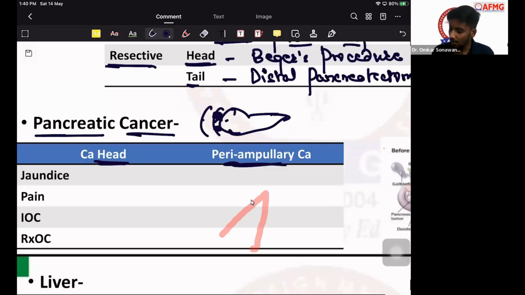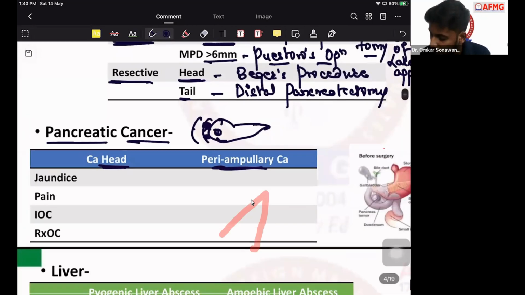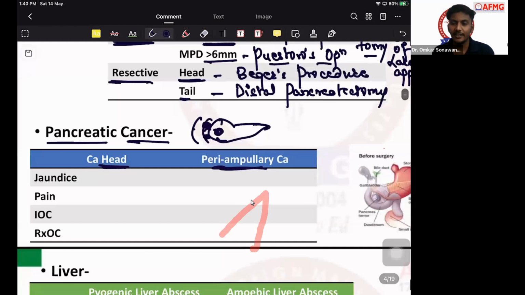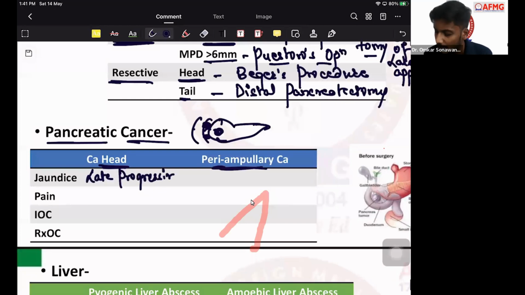It is important to differentiate whether the cancer is in the head of the pancreas or in the periampullary region. How to differentiate? You can differentiate based on the jaundice. Definitely it will obstruct the bile duct also, and that will cause jaundice in this patient. Carcinoma head of pancreas causes which type of jaundice? Anybody? Carcinoma head of pancreas will cause jaundice in the late phase, and it would be progressive in nature. So please remember, carcinoma head of pancreas causes a late progressive jaundice.